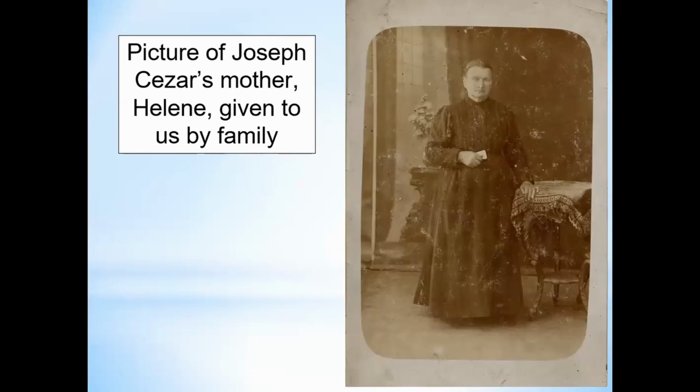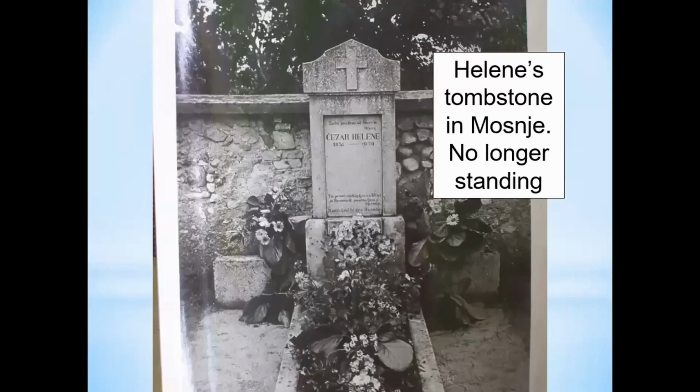This is a picture of Helen. This would be Joe Caesar's mother. So this would be my great-great-grandmother, Helen. And if you remember way back at the very start of this presentation, Joe Caesar's obituary and his death certificate did say that his mother's name was Helen. So this is the famous Helen. And this is Helen's tombstone, which was supposed to be at the cemetery in that town that begins with M, which I'm not going to try to pronounce either.